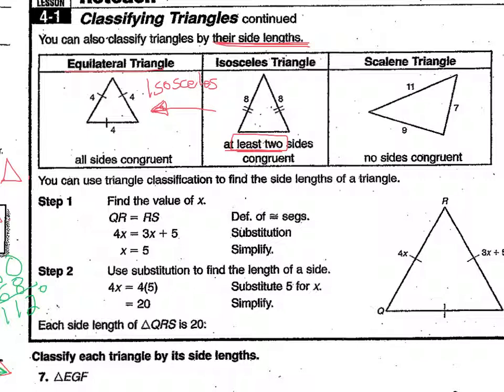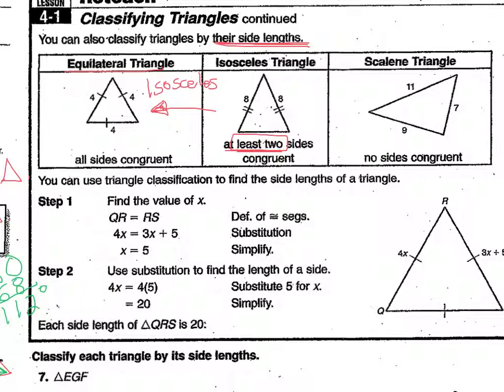Okay, so an equilateral triangle is also considered an isosceles triangle because the definition of an isosceles is that you could have at least two sides congruent. So if you have at least two, or if you have three, that's an isosceles triangle. So be very careful. Remember that fact. When I give you an equilateral triangle, you also classify it as an isosceles triangle, by the definition.